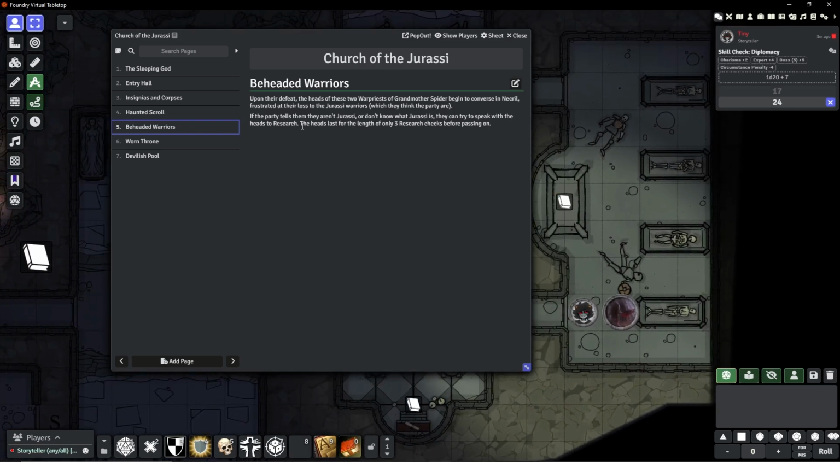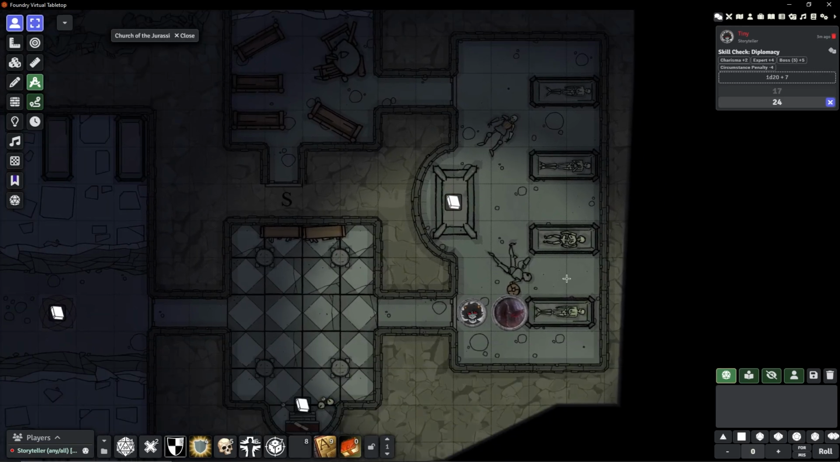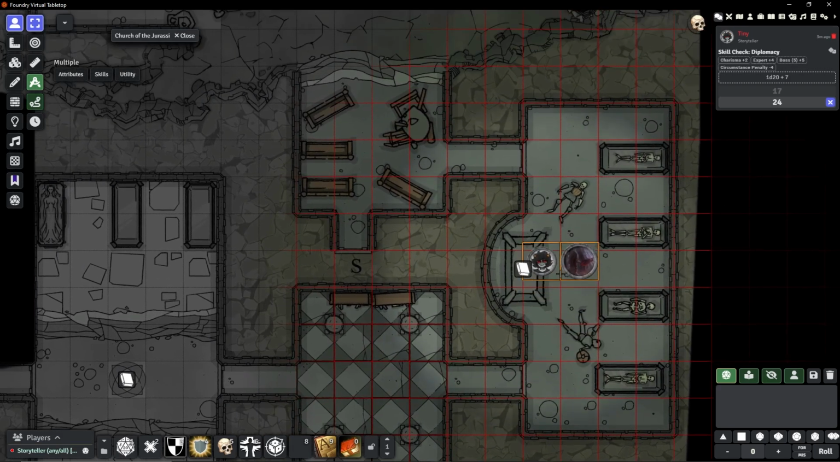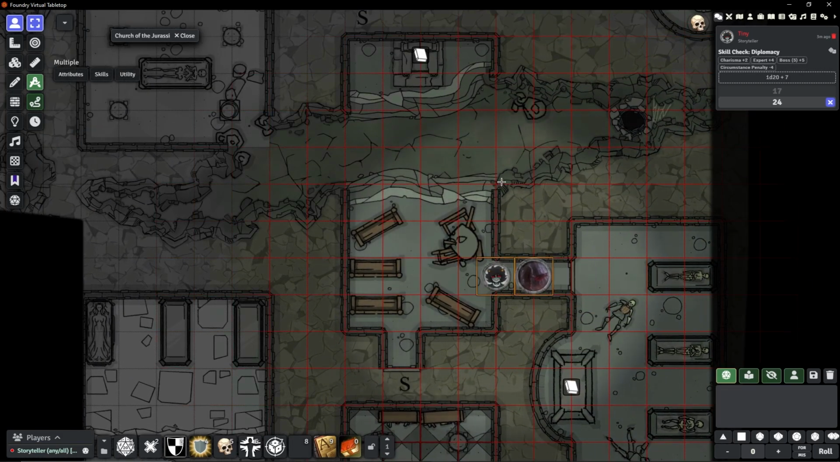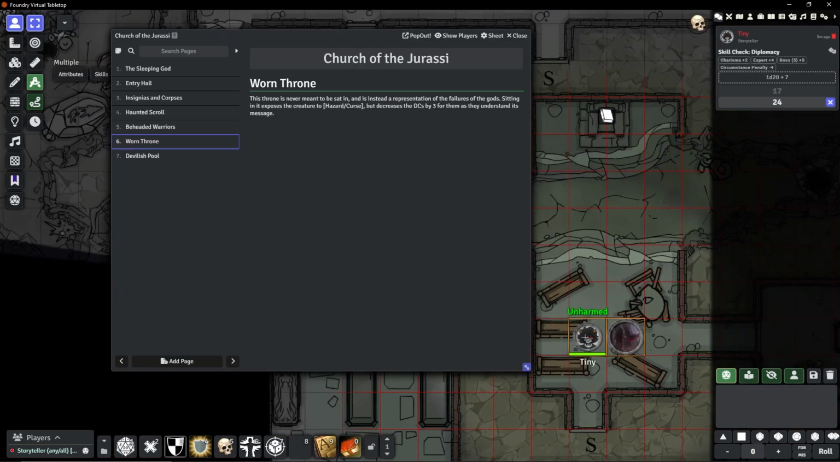The party is able to speak with them to attempt to research for 3 checks before they pass on, and unfortunately, for the sake of storytelling here, they're not going to be able to get any new information. They will move on into the next room here and find a worn throne.